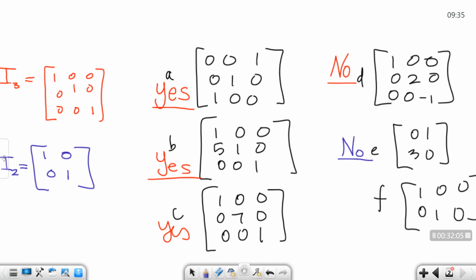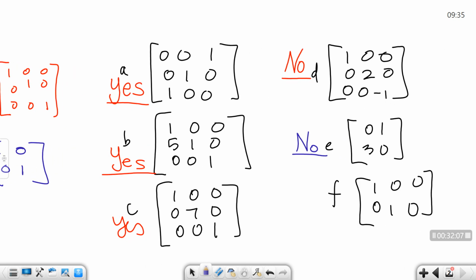So then you have your third one. What's the answer to that one? No. Why? It's not an n by m, which is a perfect answer, or you could say it is not square. And that is that one.